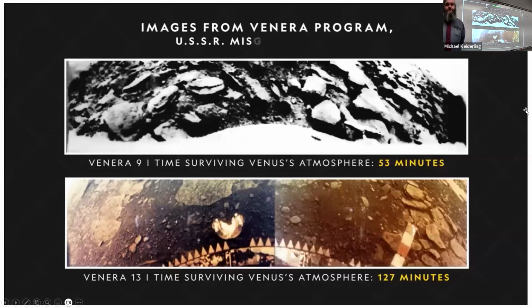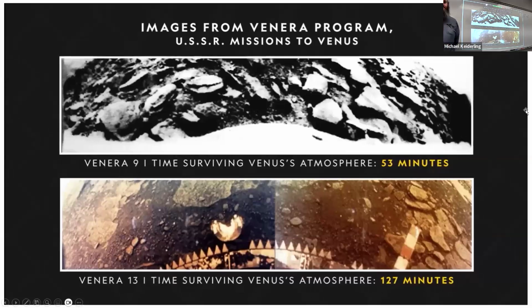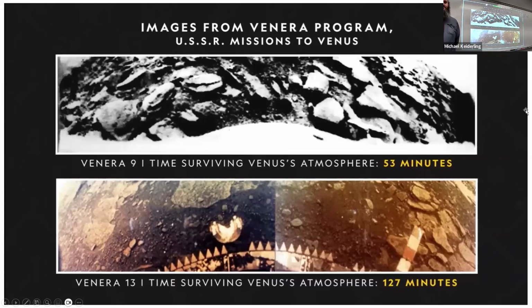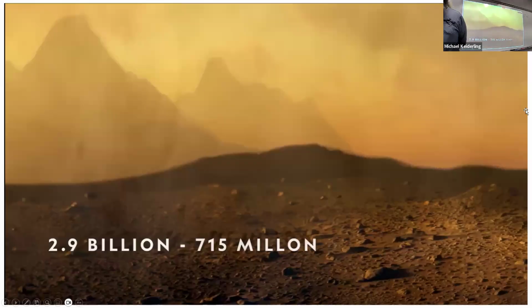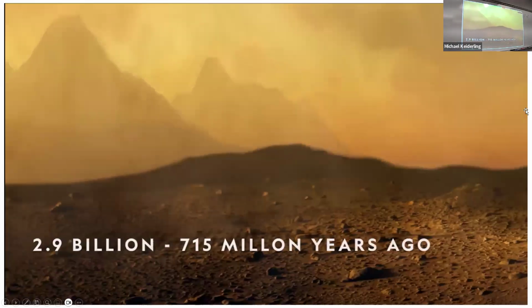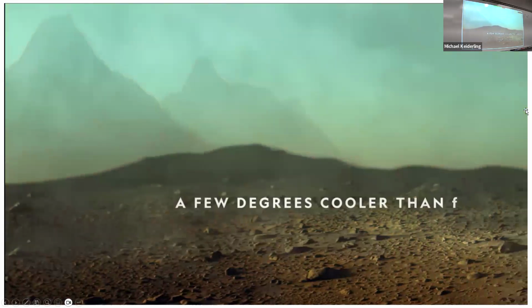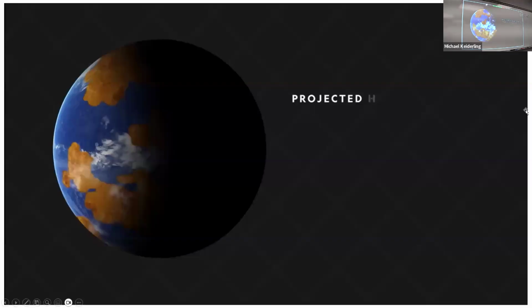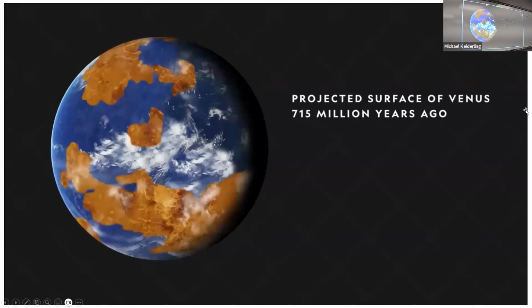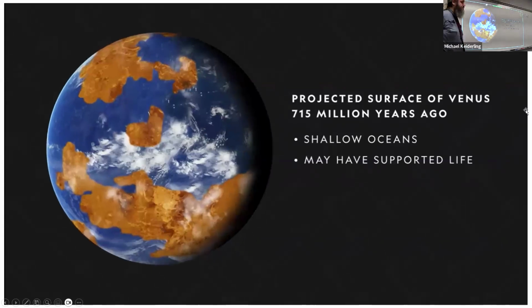Venus is so inhospitable, neither humans nor spacecraft are able to survive the planet's surface. But some scientists speculate that Venus wasn't always so unwelcoming. From roughly 2.9 billion to 715 million years ago, global temperatures on Venus may have been just a few degrees cooler than Earth's are today. And scientists theorize that the surface may have contained shallow oceans that could have held enough water to support life.